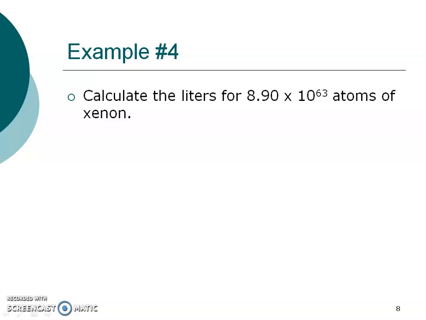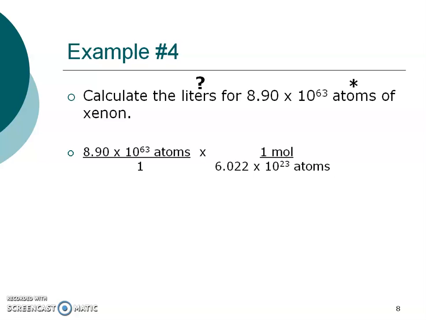Next, calculate the liters for 8.9 times 10 to the 63 atoms of xenon. Here we go. So I want liters. I'm going to start at atoms. So start my conversion times my line. Atoms on the bottom, moles up top, because that's the only conversion I know. I know that if I'm dealing with atoms, I'm really dealing with Particle Island. So 1 goes with mole, and that magic Avogadro's number goes with atoms. Times my line. Moles again goes on the bottom because I want to cancel out that unit, and liters goes on top.